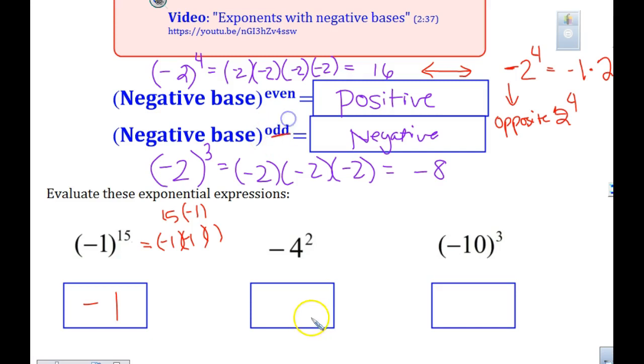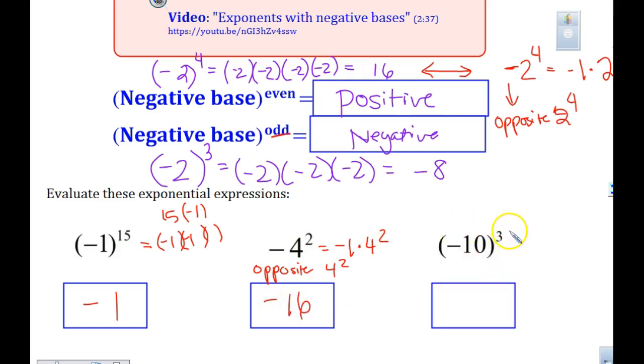So as I look at this one, we are going to think of this as the opposite, okay? Which means negative 1 times 4 to the second, the opposite of 4 to the second. 4 to the second, Patrick, is? 16. Our answer here is going to be negative 16.